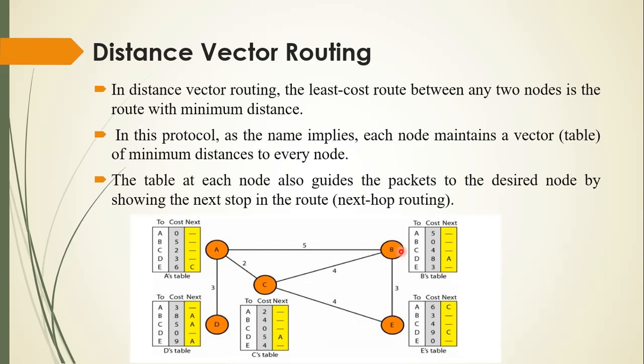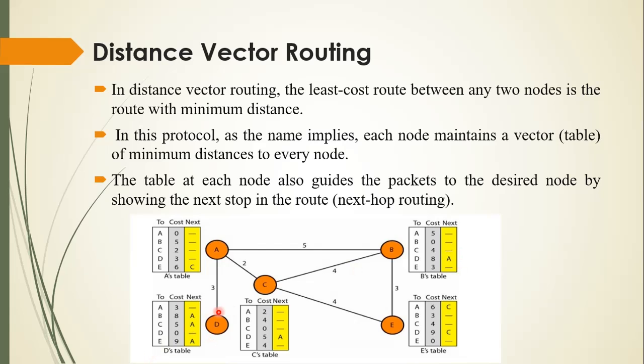Now we have to reach D. For D we have 2 options. From B to A and A to D, that is 5 plus 3, 8. Or B to C 4, C to A 2 and A to D 3, that is 4 plus 2 plus 3, 9. So the minimum is 8. So we are going B to D via A, so we write A. Now B to E is 3. So this is B's vector.